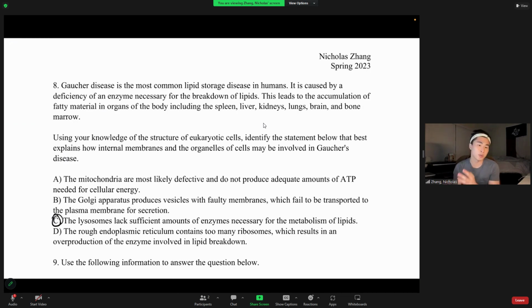So if we look at our answer choices, lysosomes are going to be the best answer because if we recall what their functions are, they are organelles that have a lot of enzymes in them that break down certain things that they get through different types of phagocytosis, or just things that the cells digest or even make themselves and send to the lysosome for destruction. Since we're talking about the deficiency of an enzyme necessary for breakdown, lysosomes are going to be the right answer here.